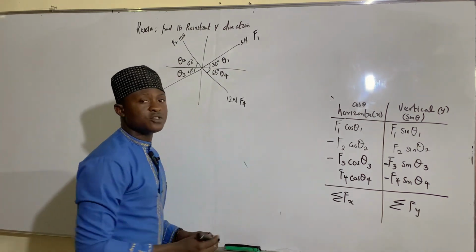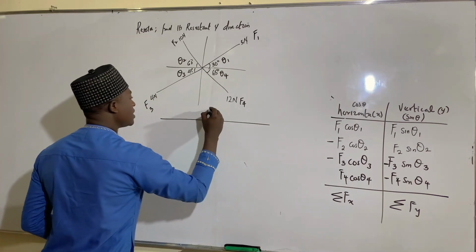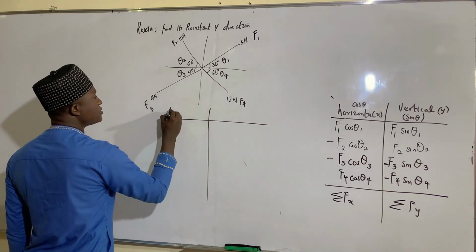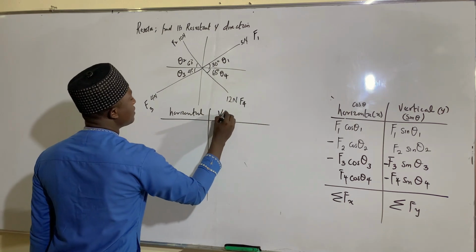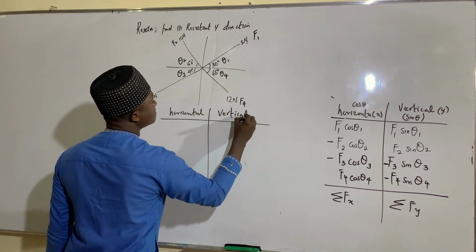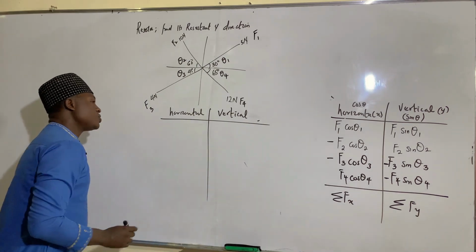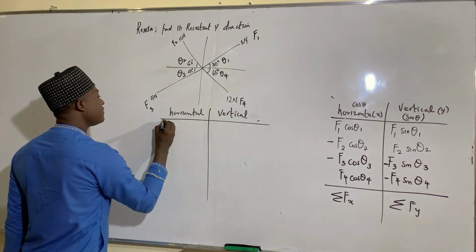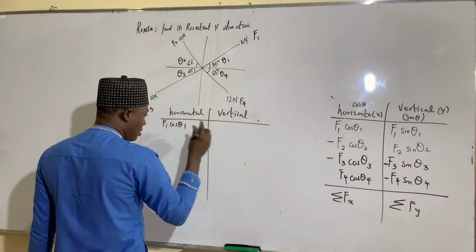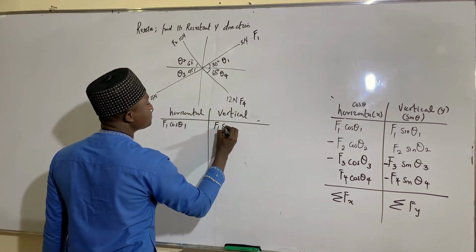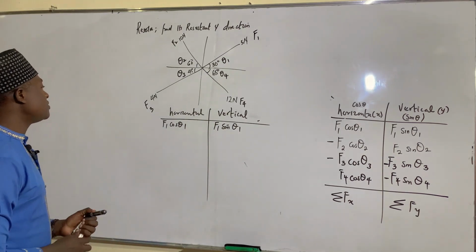I can even make use of this one to do it. Well, let me just write it so that I can understand better. This is horizontal, and this is a vertical, right? Vertical is this. So you know the first one there we have F1 cos theta 1, right? And in this case we have F1 sin theta 1. So let's substitute the values.